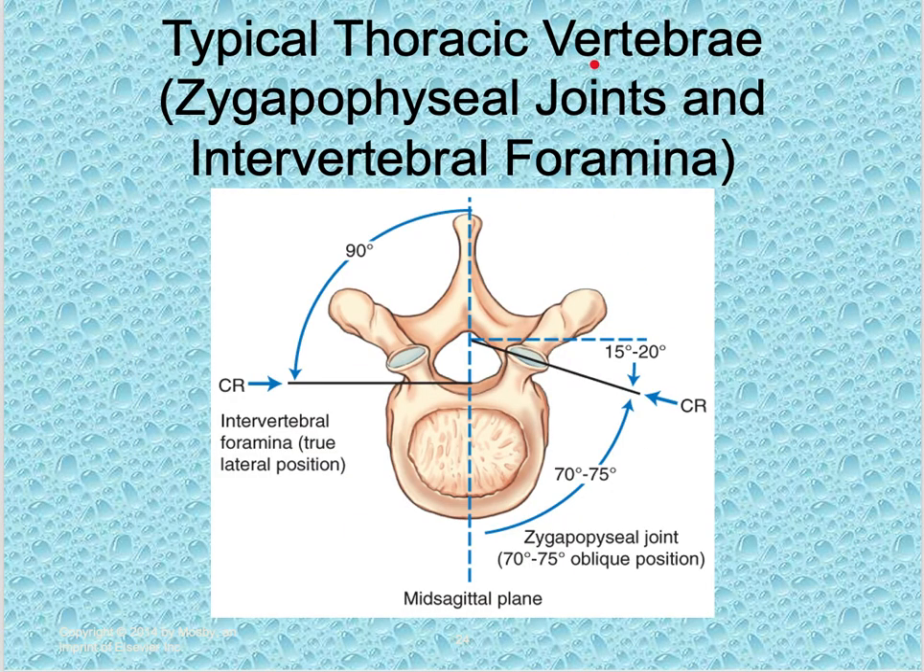So in our T-spine, once again, just like our C-spine, we're seeing some angles here. We're seeing our lateral central ray, and then an oblique central ray. In our lateral central ray, we are viewing our intervertebral foramen, where in our lateral for our C-spine, we were actually viewing zygapophyseal joints. So that's different from the cervical spine. And for our oblique T-spine, we are seeing zygapophyseal joints.